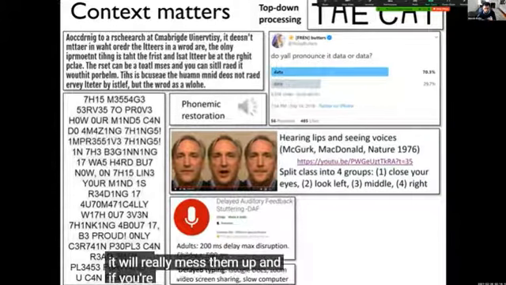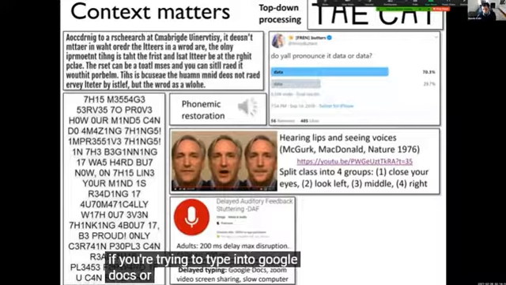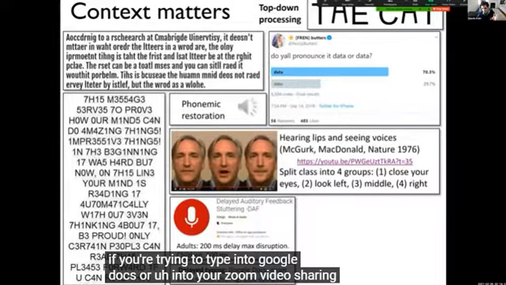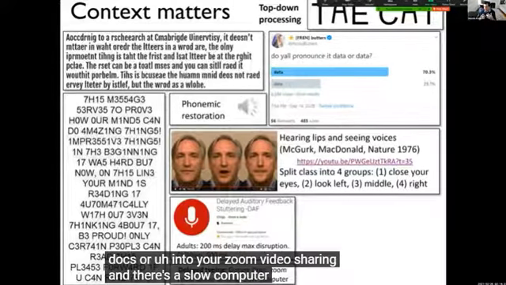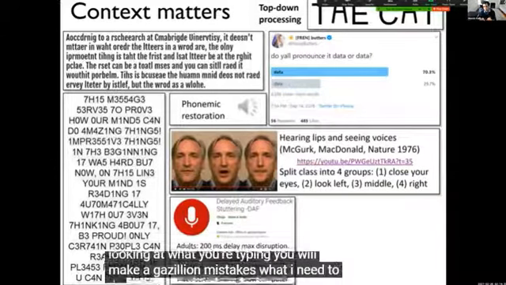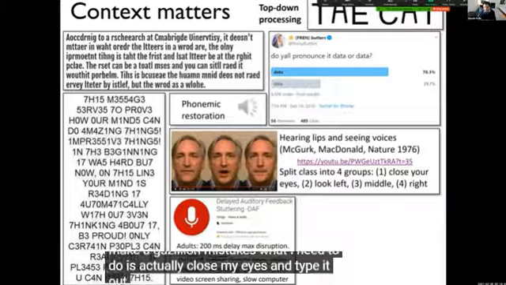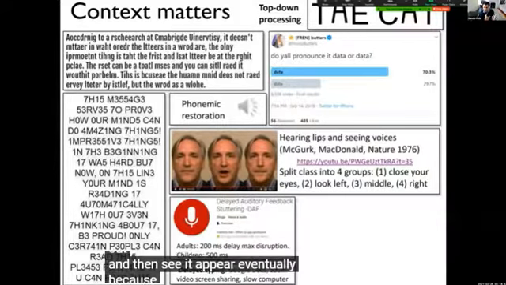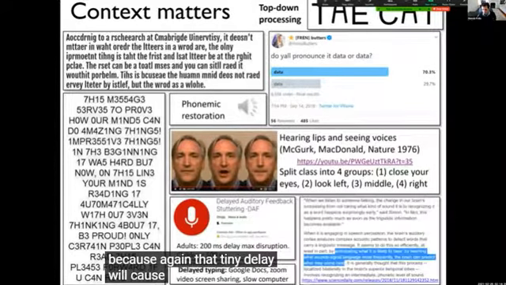And if you try to type into Google Docs or into your Zoom video sharing, and there's a slow computer, and if you're looking at what you're typing, you will make a gazillion mistakes. What I need to do is actually close my eyes and type it out and then see it appear eventually, because again, that tiny delay will cause disruption.